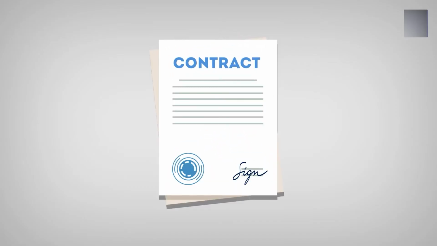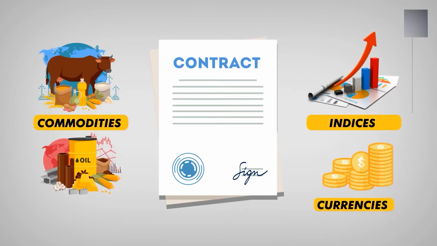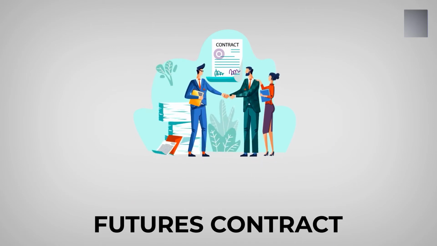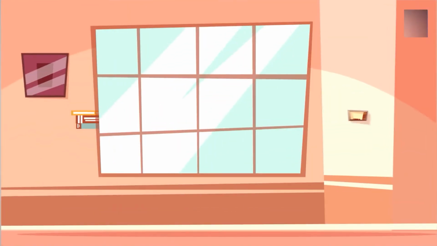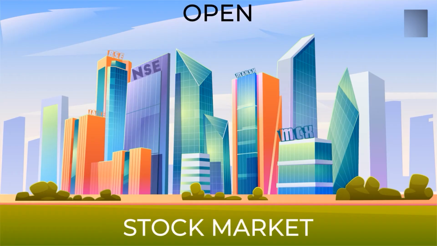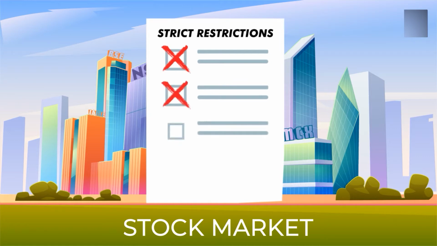The assets which use futures contracts are commodities, indices, and currencies. Therefore, there is a wide array of products which can be traded using a futures contract. Futures contracts allow traders to make sales and purchases whenever the market is open. Therefore, they do not have strict restrictions imposed on them like in the case with the stock market.